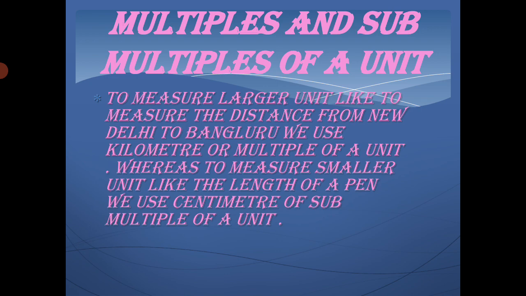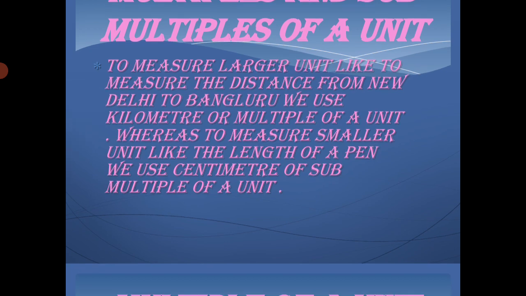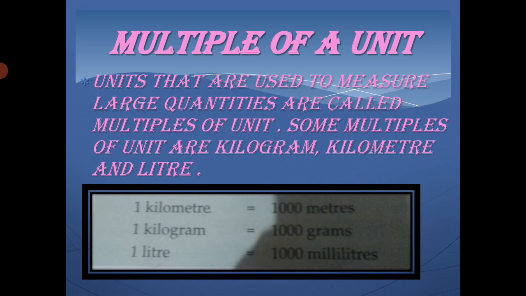If it is a larger unit, like kilometer, it is called a multiple of a unit. And if we take smaller quantities, meaning a smaller unit, it is called a submultiple of a unit. So children, units that are used to measure large quantities are called multiples of units. Some multiples of units are kilometer, kilogram and liter.